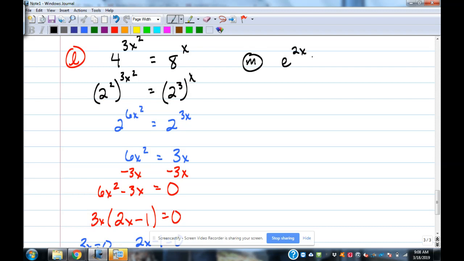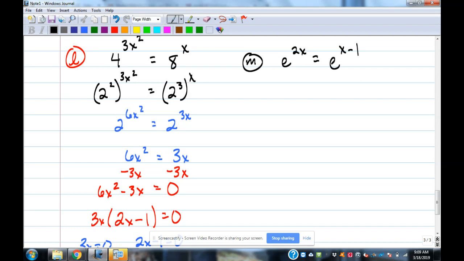e to the 2x is equal to e to the x minus 1. e is a number. The exponential number, that's what the e stands for. e to the first power is about 2.71 and a whole bunch of decimals after that. It's kind of like pi. It's one of those numbers that's been around and used enough that it got its own symbol or letter. So we just say e to the 2x is equal to e to the x minus 1.